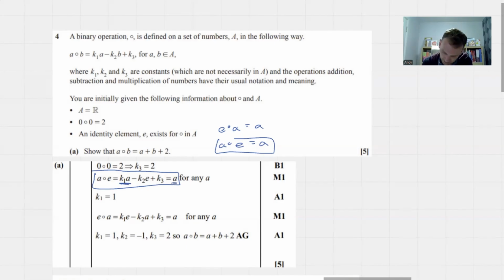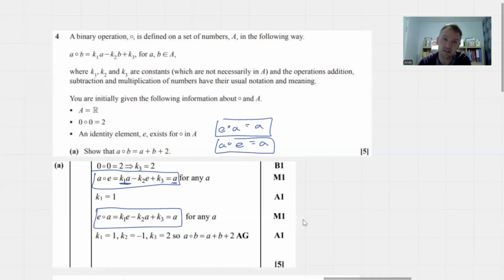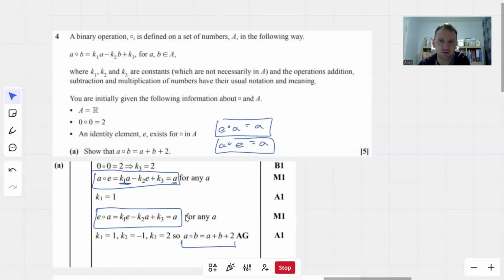And then similarly, we're going to use that E composed with A is equal to A. It notes that this is going to give us a different piece of information, which is really useful. So when we do that, we get this second equation, which again is true for all values of A. So compare our coefficients of A this time, and we get negative K2 is equal to 1, or K2 is equal to negative 1. And so we get exactly what we were asked to show.